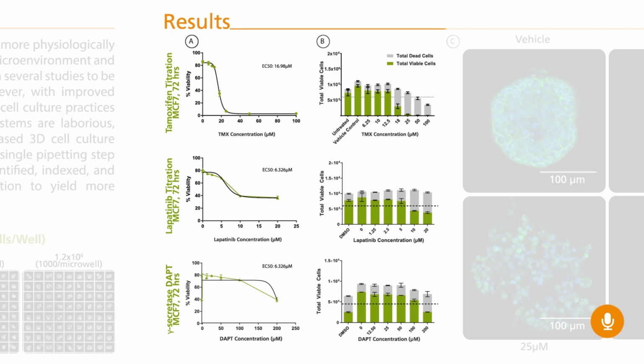Together, these graphs show that EC50 values of approximately 17 micromolar and 6 micromolar can be determined for tamoxifen and lapatinib, but no determination of an EC50 value for DAPT can be made. This may be because cells of the milk lineage are not expected to be present in the MCF7 cell line. In later experiments, the published EC50 dose for DAPT was used.